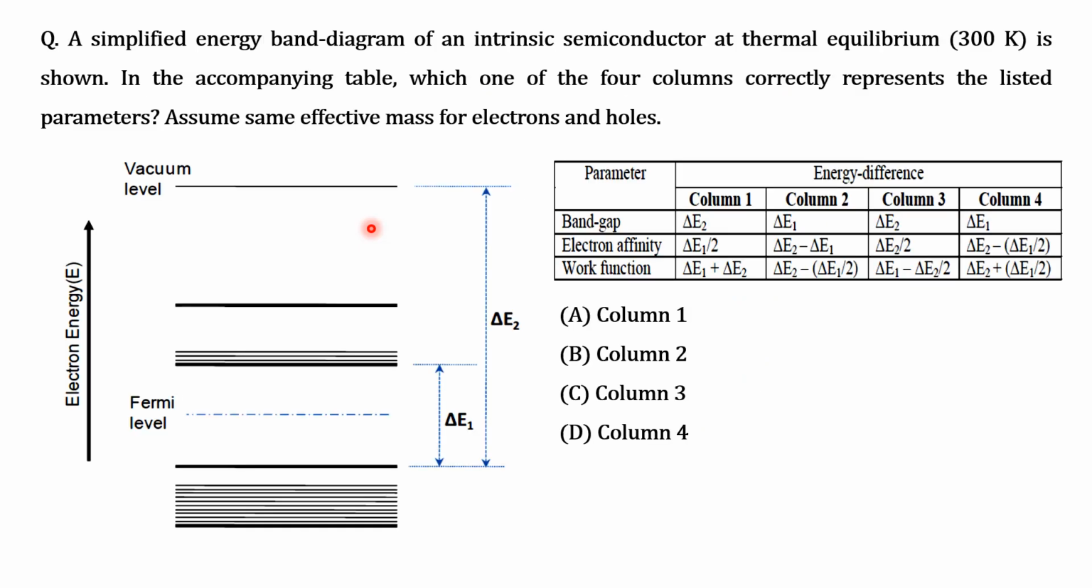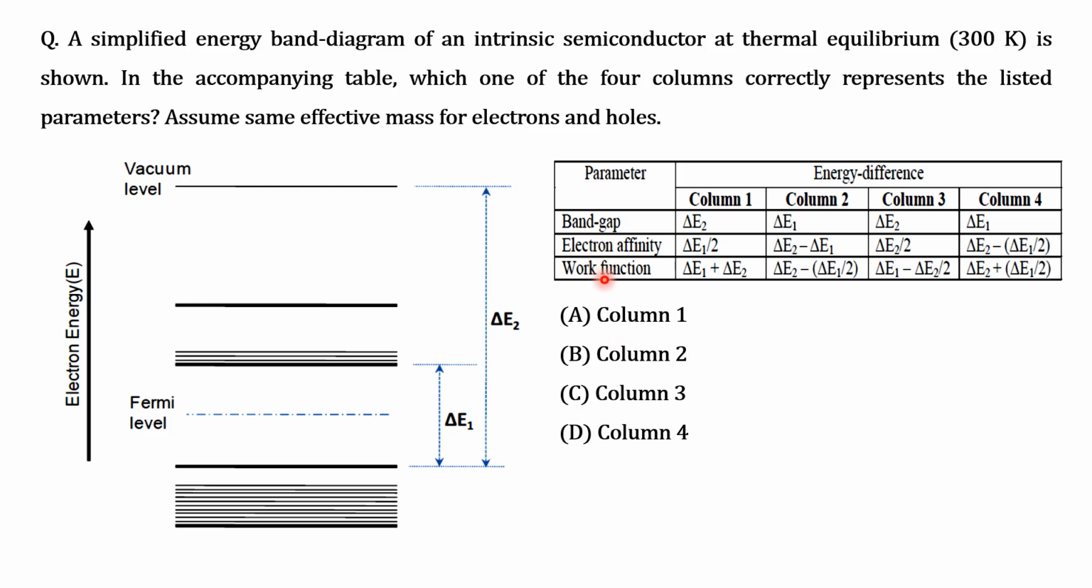So it was given here that delta E1, these two energies and the Fermi level are given. So the Fermi level is given, meaning that this is the conduction band minimum and this is the valence band maximum. In that case, delta E1 will be our band gap. So we have two options, that is either it can be column 2 or column 4.